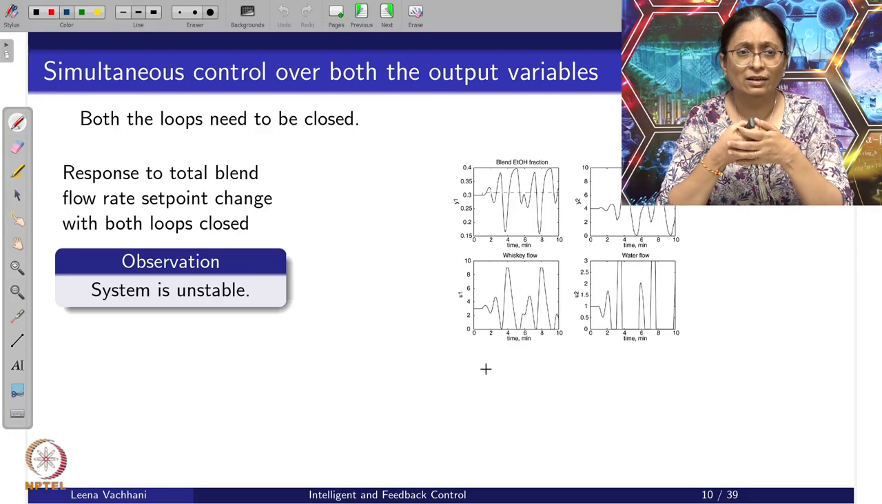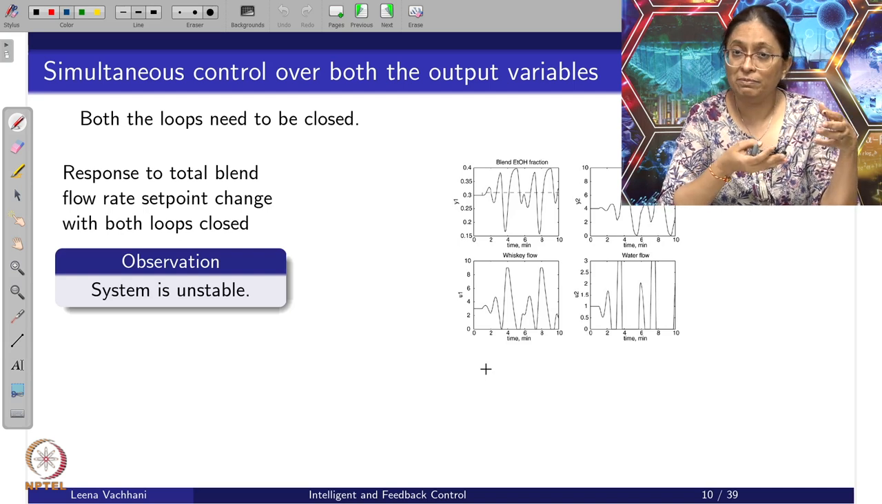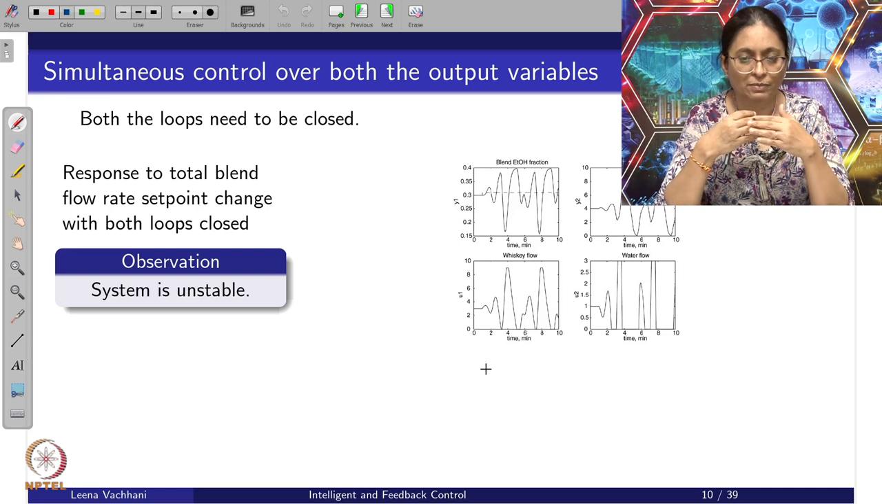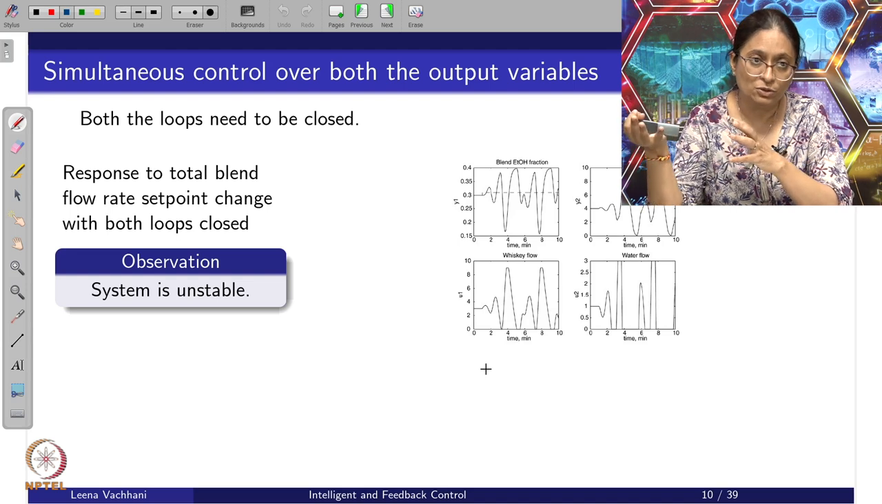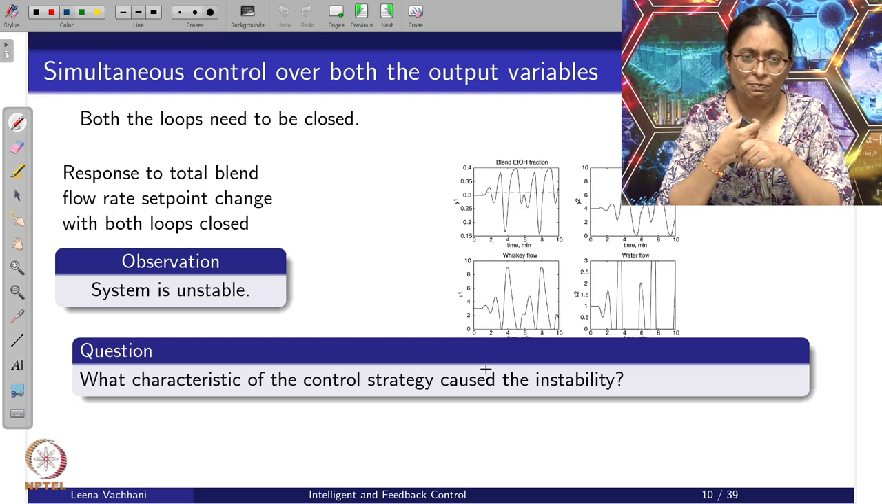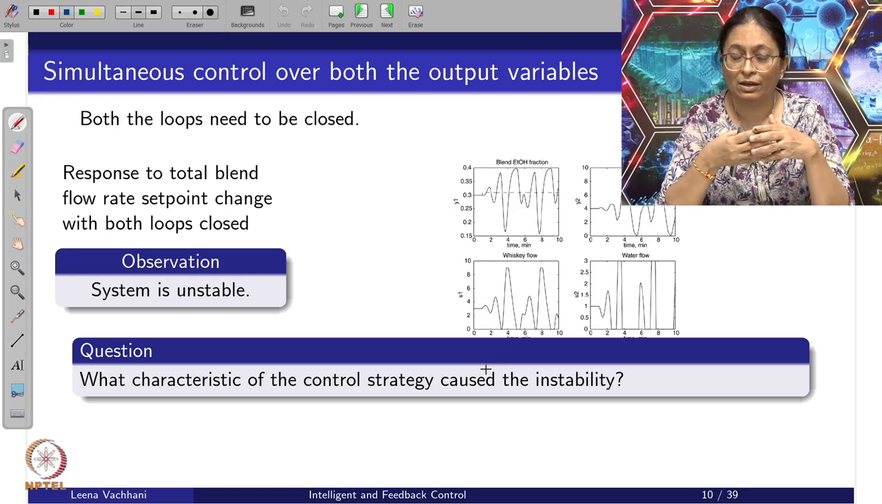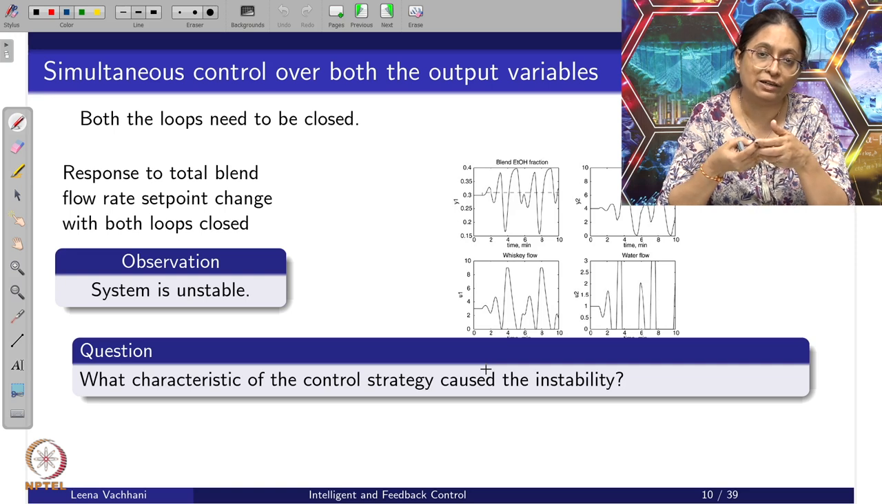All right. So as soon as we try perhaps the second option, there's a chance that we'll be able to achieve the control properly. And this is rather the case when, if I consider the bad variable pairing and I consider the multiple SISO way of controlling a MIMO system, then there's a chance that the system may become unstable. So the underlying question is: what characteristic of this control strategy caused the instability? Was it the control tuning or was it the choice of the variable pairing that we did?